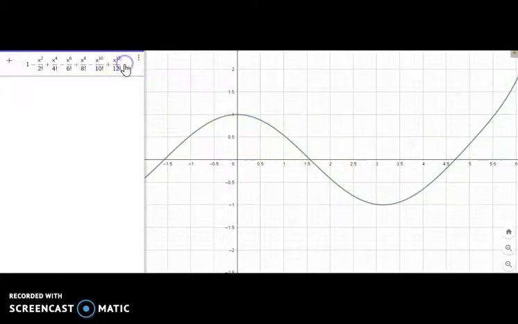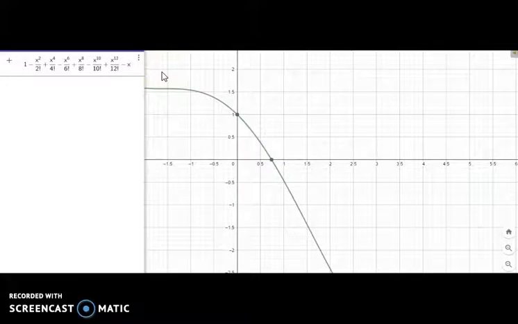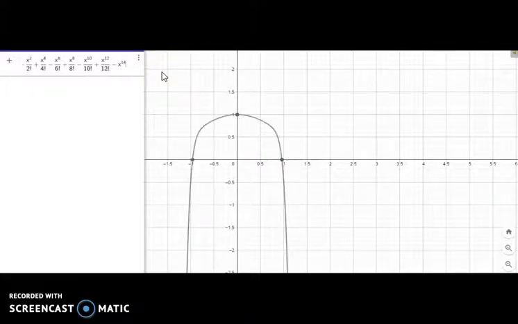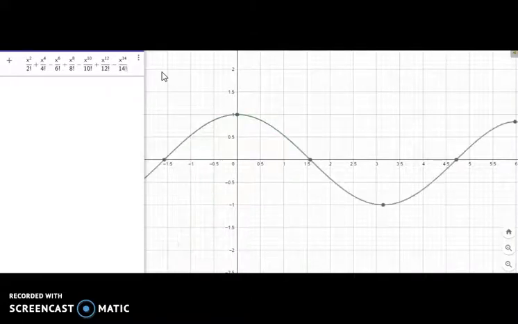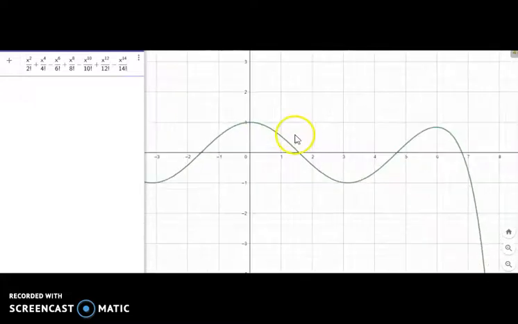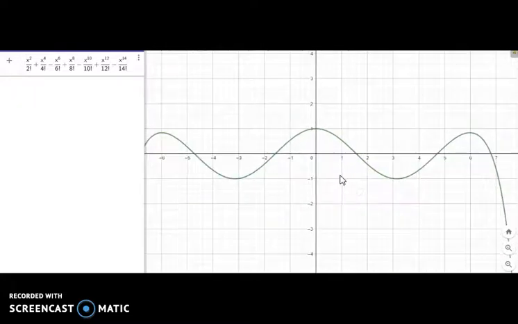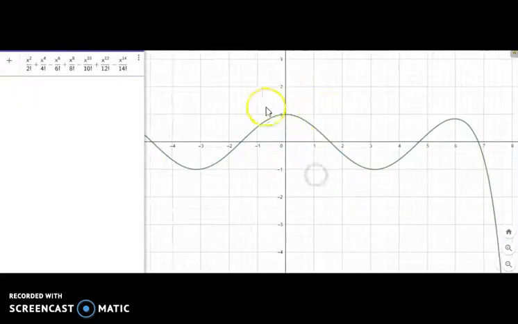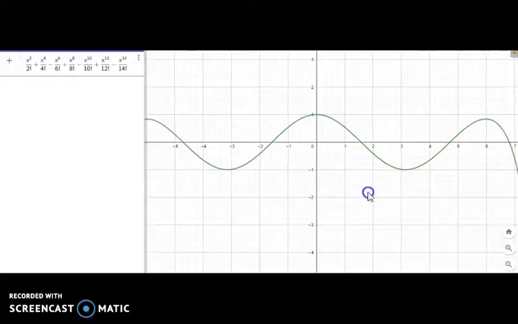Now I'm going to add this one again, minus x power 14 all divided by 14 factorial. Okay, now see that we produced almost two cycles of a cos function, and it is perfectly the same.